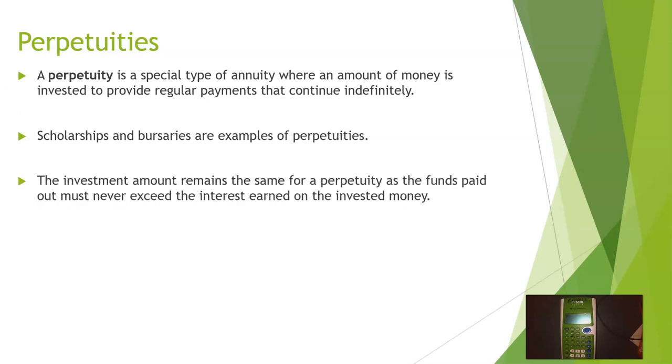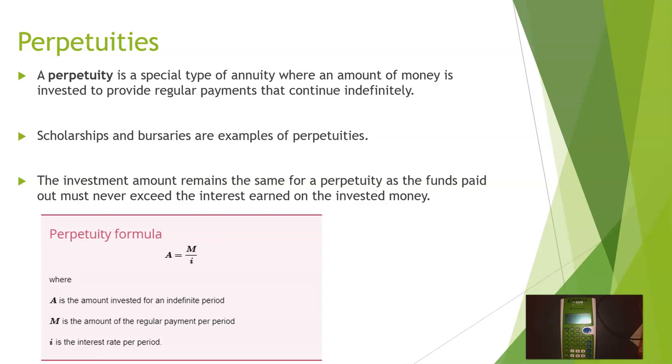The special part of a perpetuity is that the investment amount remains the same. So that means that the interest that you earn on the money can never be more or less than the amount of money that is paid out of the fund. They have to be equal. So we have a formula for working out the perpetuity. A is the amount invested for an indefinite period of time, M is the amount of the regular payment, and I is the interest rate expressed as a decimal per period.